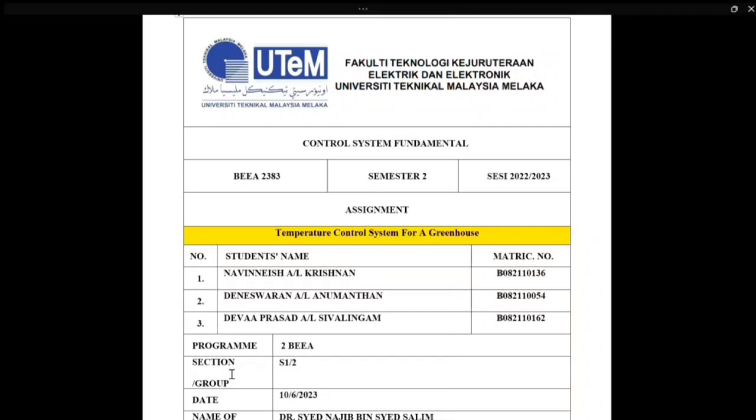Talk about our assignment of control system. Our topic is temperature control system for a greenhouse. Our team consists of 3 persons, which is Navinesh Analaki Krishnan, Dineshwaran Analaki Anumandan, and Deva Prasad Analaki Sivalingam.